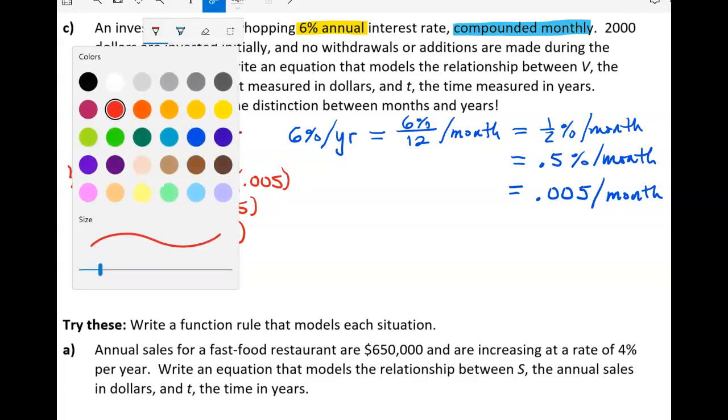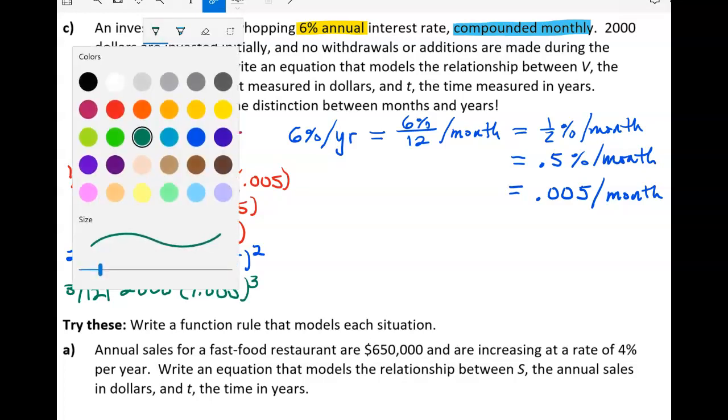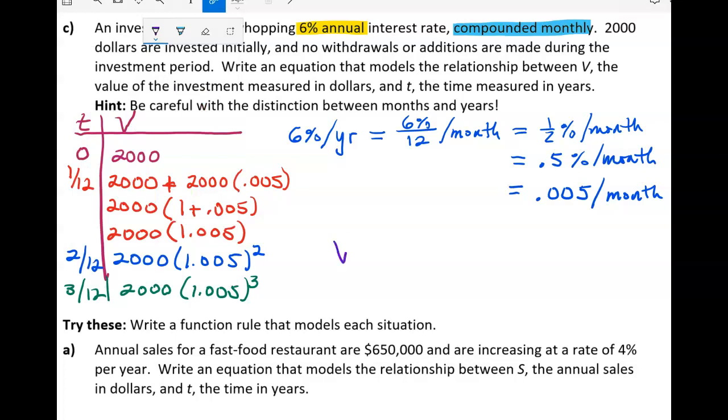All right, let's make a third column entry. At 2 months, or 2/12 of a year, the amount of money that we'll have in that account will be 2,000 times 1.005 times another 1.005. At the end of 3 months, or 3/12 of a year, we would have $2,000 times 1.005 raised to the third power. So now let's generalize.